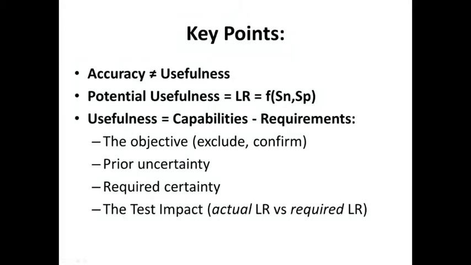So the key point here is that accuracy is not necessarily equivalent to usefulness. It just depends on the problem that somebody's trying to solve. So it's a relative thing. The potential usefulness of a test is determined by its likelihood ratio, and those can be described as a function of sensitivity and specificity. And I like to think of usefulness as the capabilities of a test minus the requirements. Don't ask me for the units for that, but you can just think of it as the difference. Can the capability of the test bridge the gap of uncertainty that's required? So the objective here is to either exclude or confirm disease. You start with a prior uncertainty. There's a required level of uncertainty in order to take action, and the impact of a test is the actual likelihood ratio versus the likelihood ratio that's required and able to solve the problem.